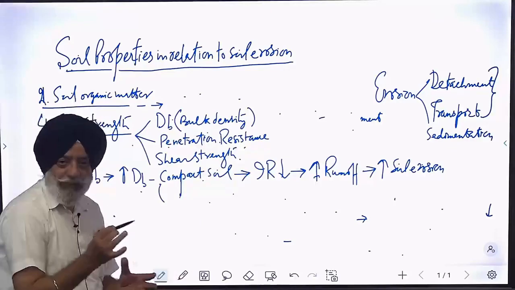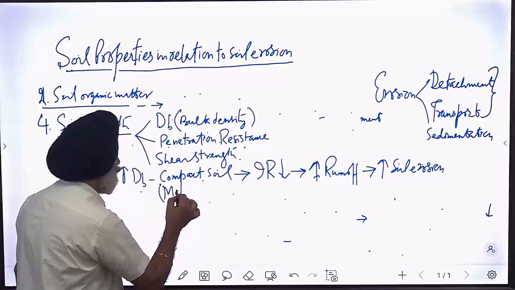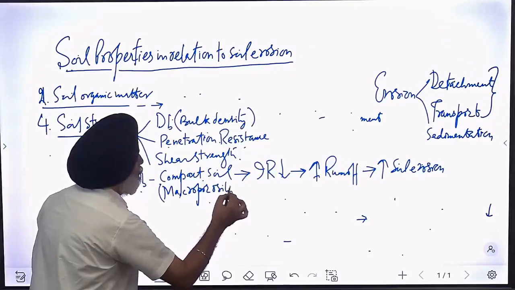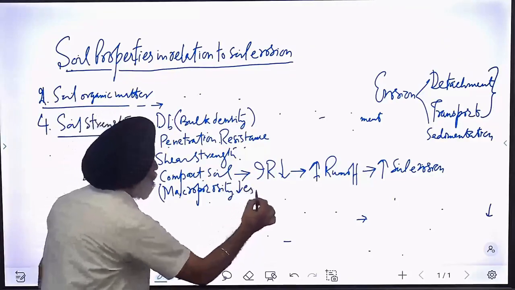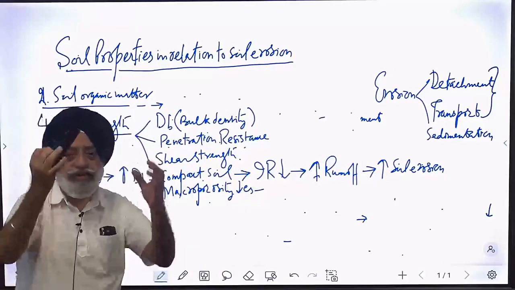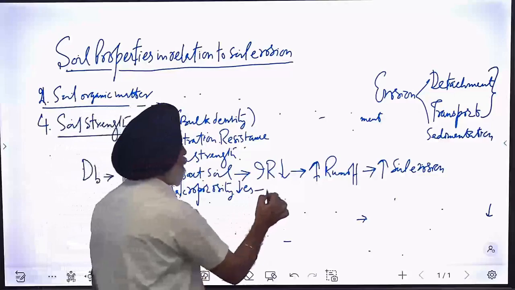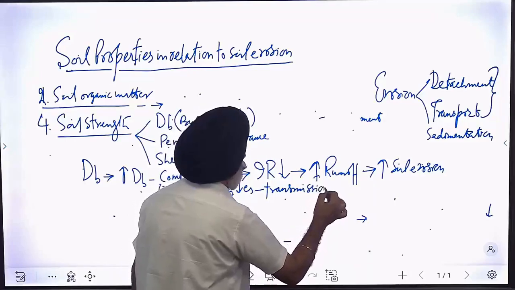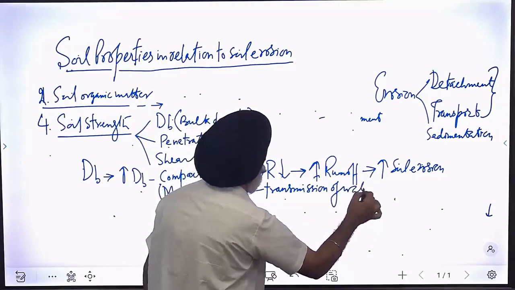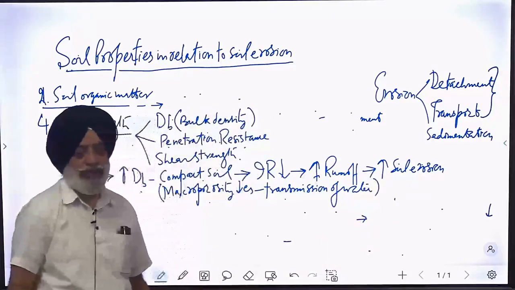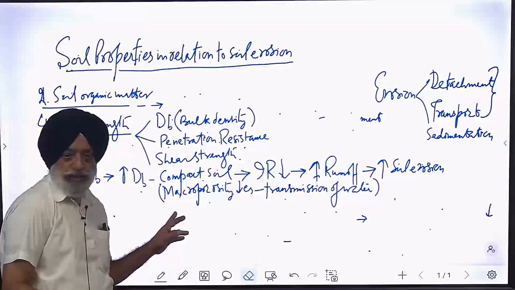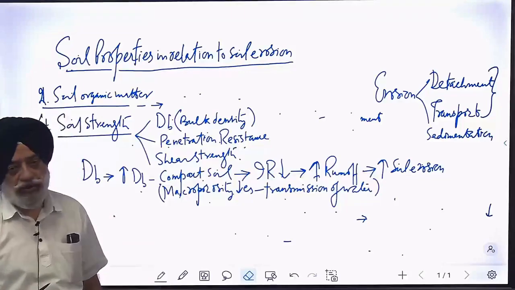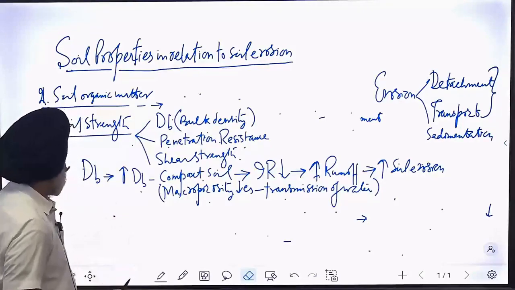Upon compaction the macro porosity decreases, and this macro porosity is responsible for transmission of water. So, if transmission of water is slow because of a lower level of macro porosity, why lower level? Because of the compact soil. So, this is how bulk density affects.